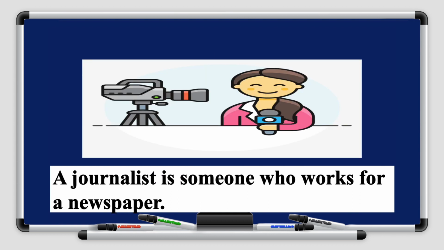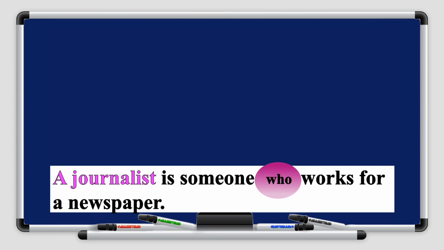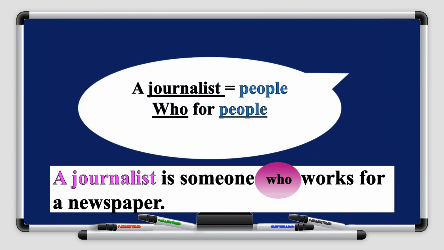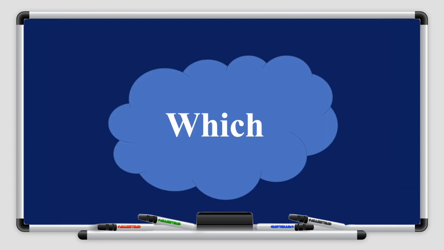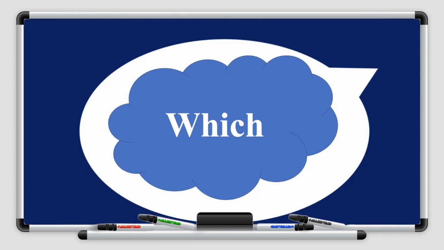A journalist is someone who works for a newspaper. We used who. Why did we use who? Because we have a journalist. A journalist, people, who for people. Now let's move on to which.